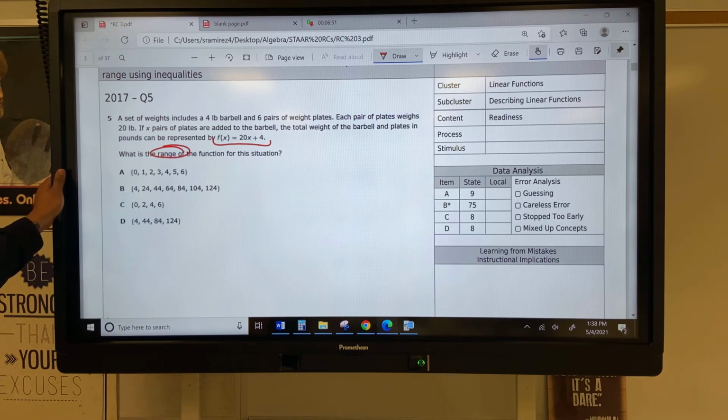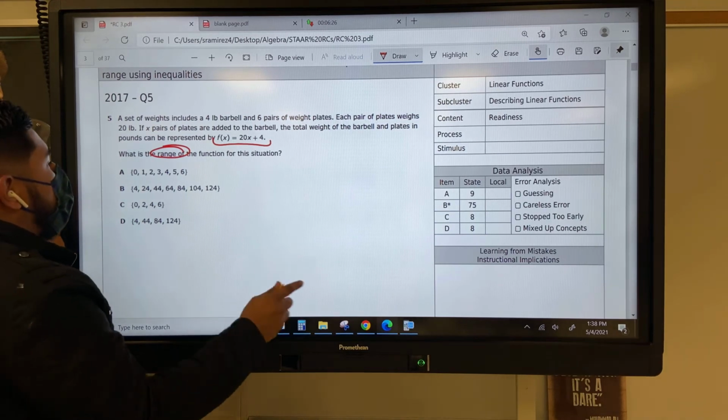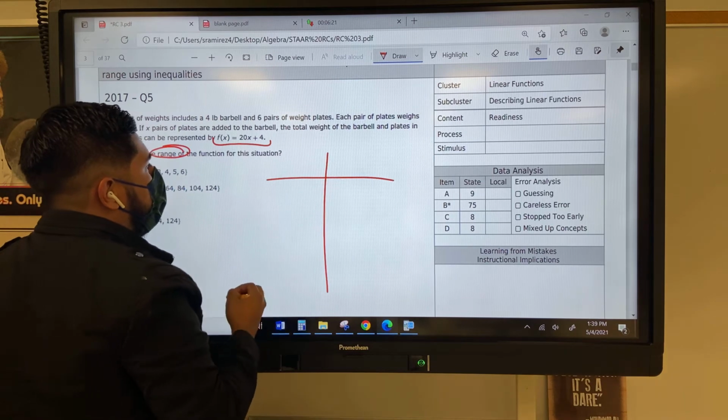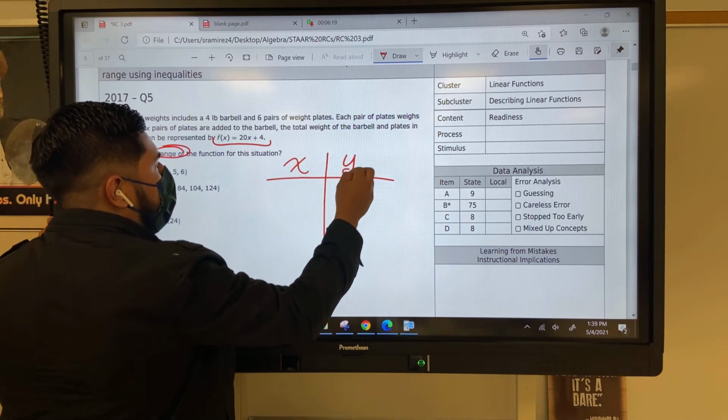A set of weights includes a 4-pound barbell and 6 pairs of weight plates. Each pair of plates weighs 20 pounds. If X pairs of plates are added to the barbell, the total weight of the barbell and the plate in pounds can be represented by that. What is the range of the function? Well, check it out. This is pretty interesting. Here we can make a table, X, Y.